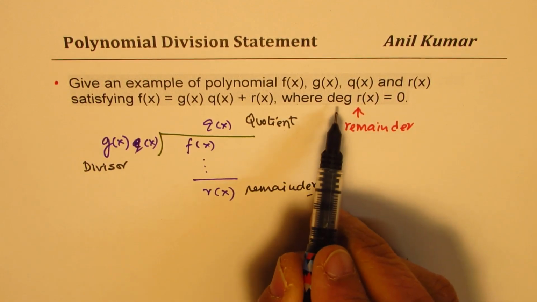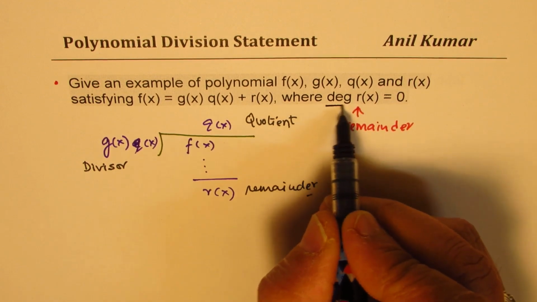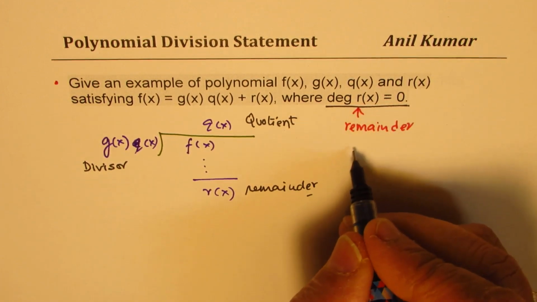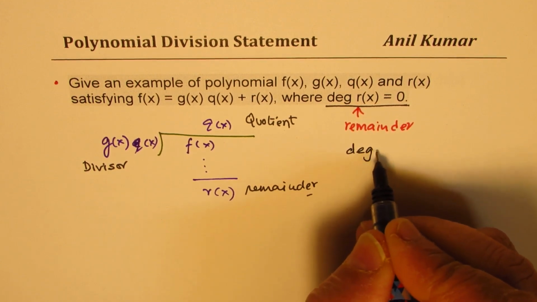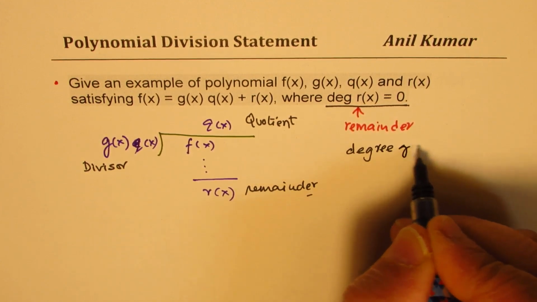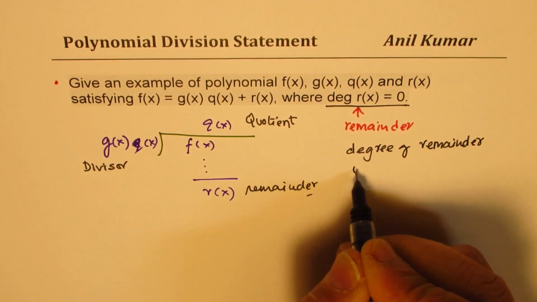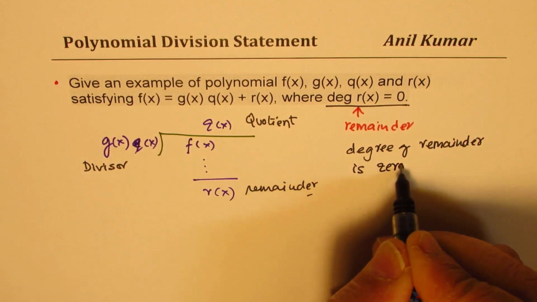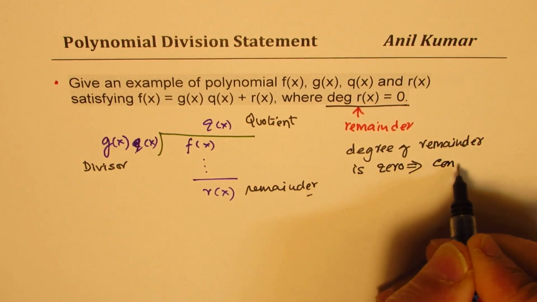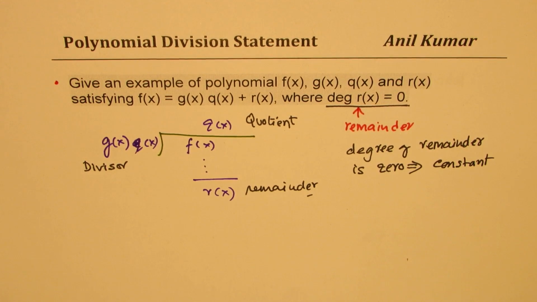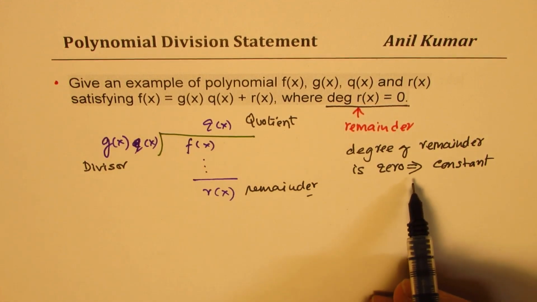Now it says where the degree of remainder is 0. What does that mean? When we say degree of remainder is 0, it means what? It implies that it is a constant. You get the idea. So it is a constant. Perfect. So that is how you have to treat this.